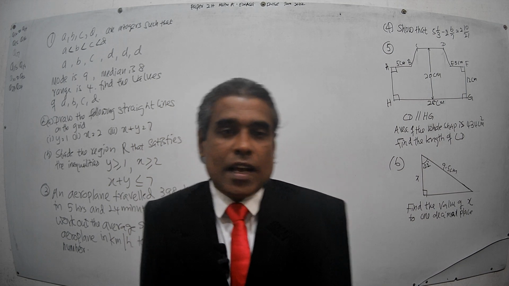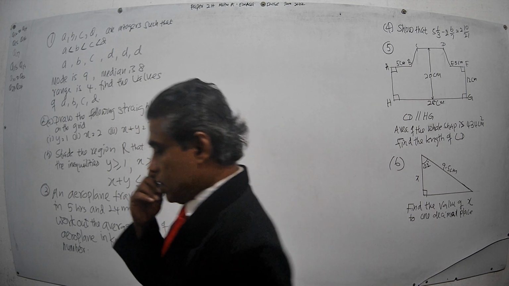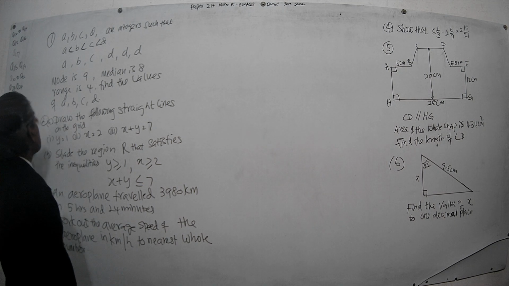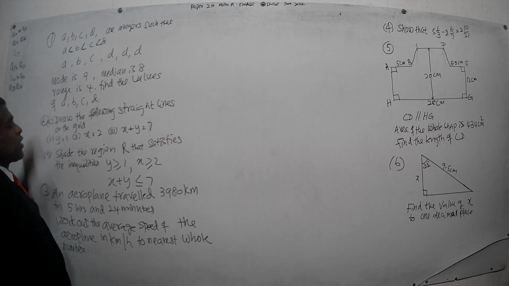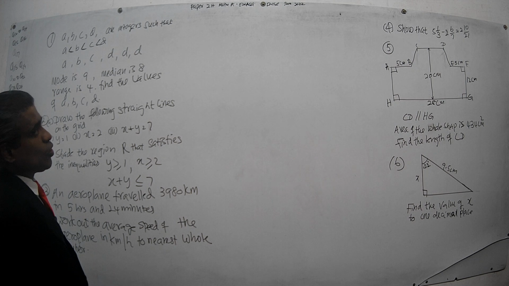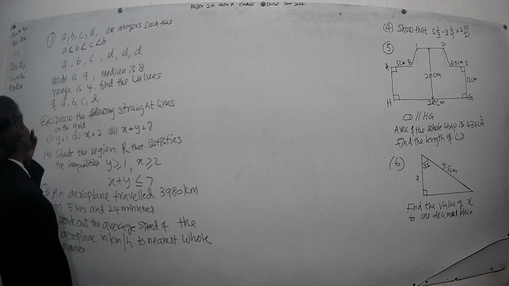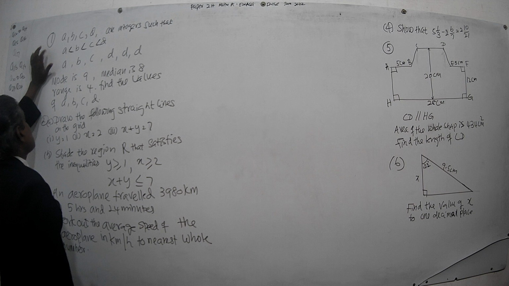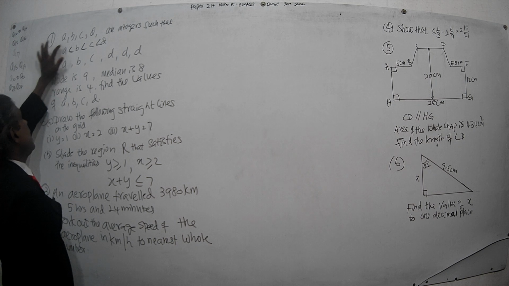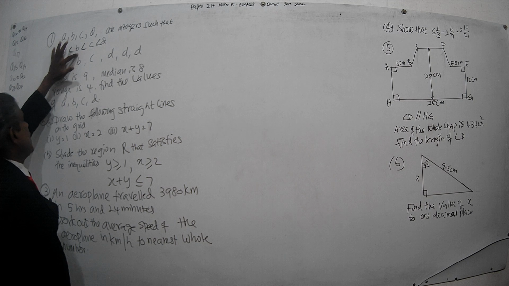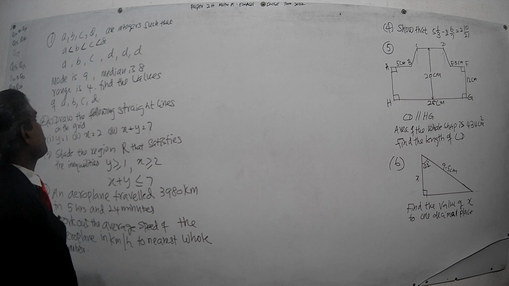Right. The first question. We are doing Paper 2H of Mathematics of Edexcel IGCSE June 2022. Question number 1. They say A, B, C, D are integers such that A is less than B, less than C, less than D.